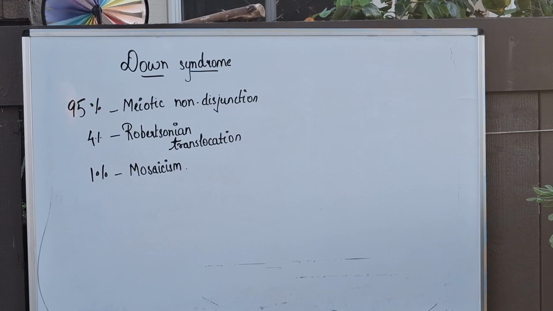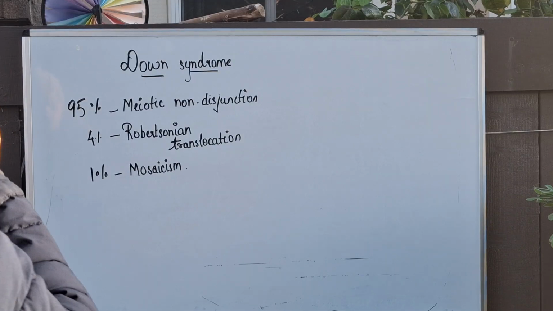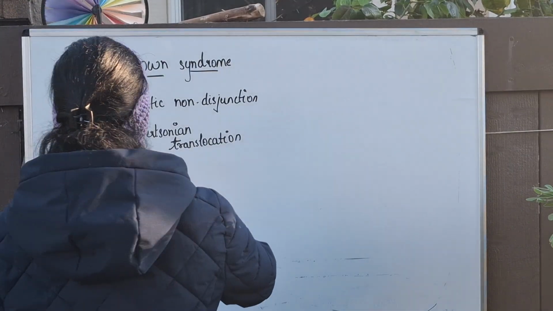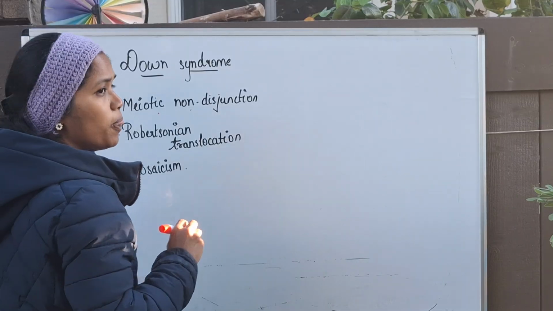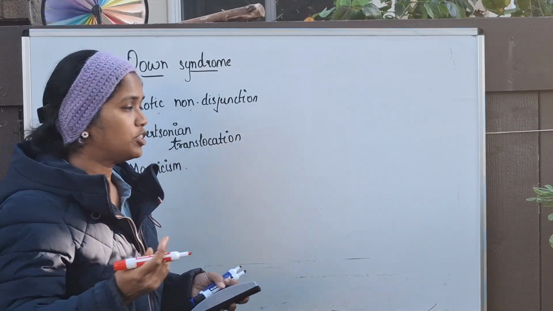Hello everyone, now we are going to see about the causes of Down syndrome. The cause of Down syndrome is that 95% of the time it is because of meiotic non-disjunction. What do we mean by meiotic non-disjunction?